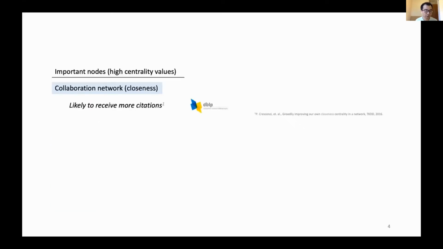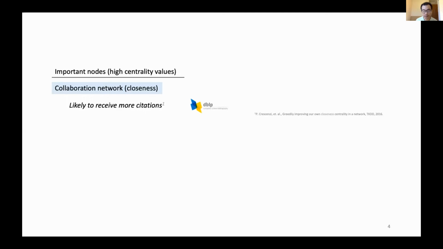Although there are different definitions of centrality, there is one thing in common, that is, centralities can be used to identify important nodes. The important nodes, or the nodes with high centrality values, have superior positions over other nodes. Now, to give you an example, on a citation network, the important nodes are likely to receive more citations.